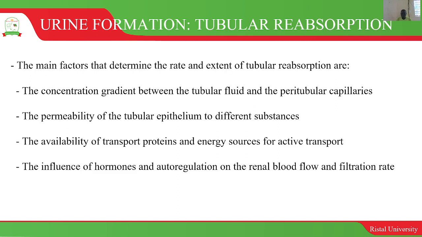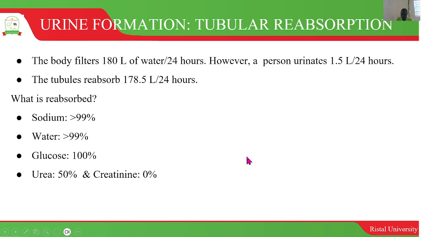The main factors that determine the rate and extent of tubular reabsorption, one is the concentration gradient between the tubular fluid and the peritubular capillaries. The next one is the permeability of the tubular epithelium to the different substances, the solutes, and the availability of transport proteins and energy sources for active transport, and then the influence of hormones and autoregulation on the renal blood flow and filtration rate. So we shall see that certain hormones are important for all these regulations to happen.